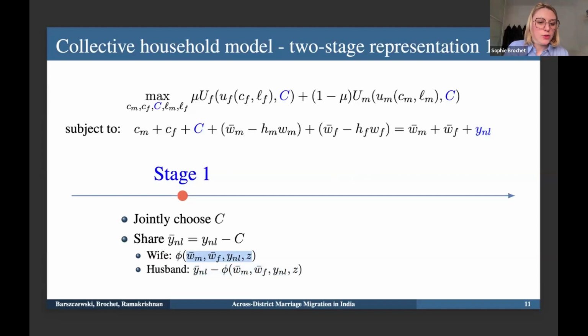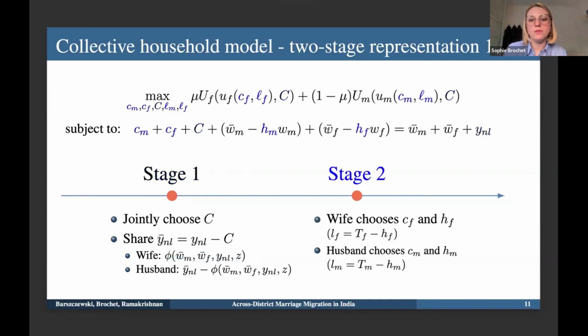So the sharing rule, the rule that defines the transfer made to each of the spouses, depends on the same variables: potential income of the husband, of the wife, non-labor income of the household, distribution factors. And so what we will actually estimate is the sharing rule. We're not going to estimate the bargaining power anew, we're going to estimate the sharing rule. And that's going to be our proxy for bargaining power. But the idea is that the more of the resources of the household you get, the more bargaining power you have. Now, in stage 2, we're going to deal with individual maximization problems.